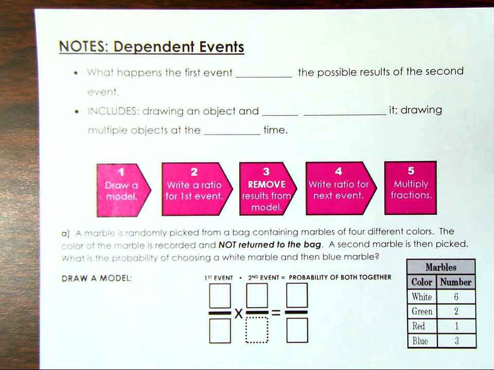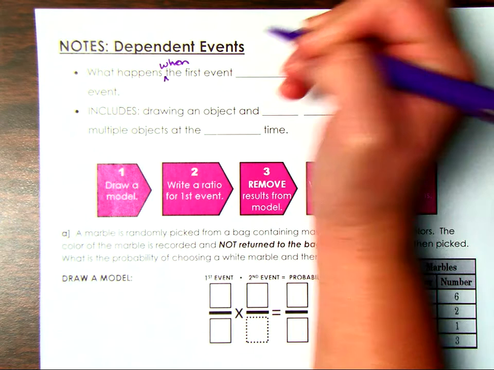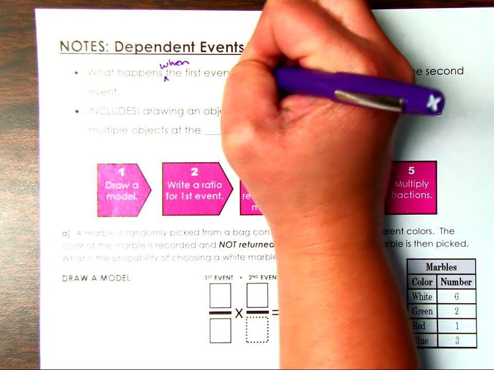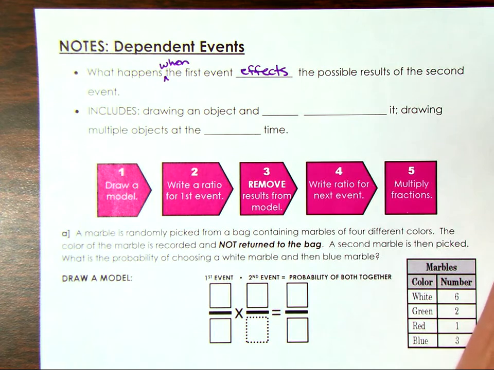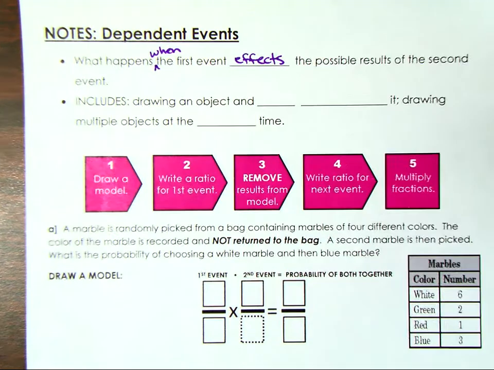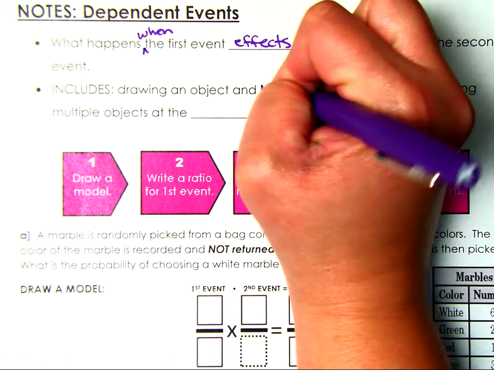What happens when, I forgot to write that word, when the first event does affect. So when the first event affects the possible results of the second event. So this includes drawing an object and not replacing it.